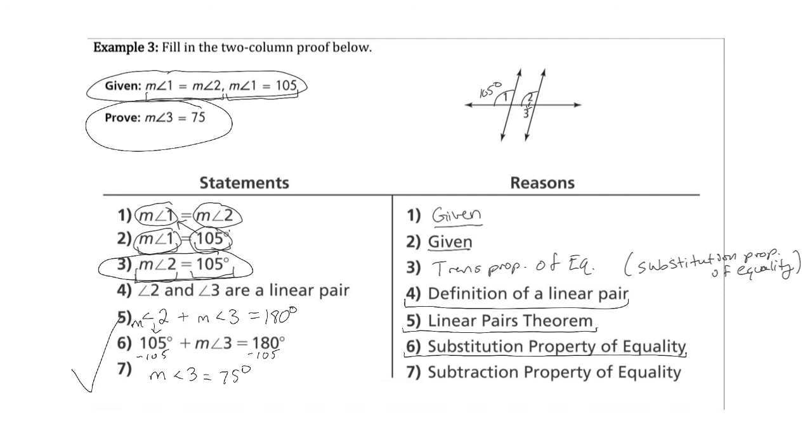Therefore, we are done. Okay, so we figured out all the statements and used all the reasons to prove this proof that measure of angle 3 equals 75, given these two things here.